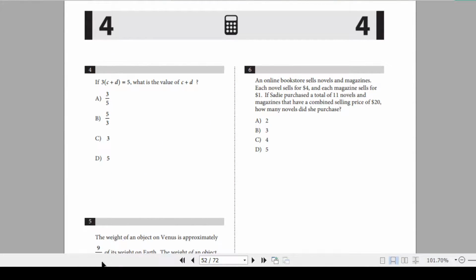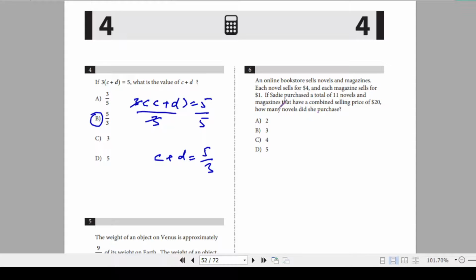Question number 4. 3 times C plus D is equal to 5. What's the value of C plus D? Nothing, just divide both sides by 3. 3 times C plus D is equal to 5. Divide by 3 on both sides. Boom, that's it. C plus D is equal to 5 divided by 3. You don't need any calculator or anything. Sometimes these types of questions are there, but you look at the question and get confused and don't solve it. So this is just 3 marks.